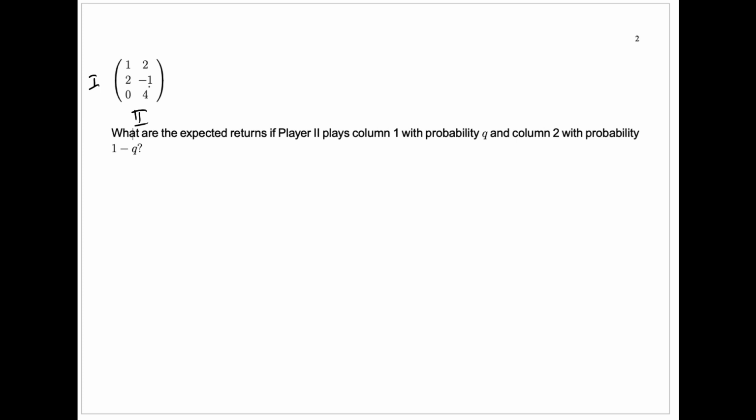So in order to solve this game, we're going to develop a slightly new technique. We're going to ask ourselves, what are the expected returns if player 2 plays column 1 with probability Q, and then of course column 2 will be played with probability 1 minus Q. And we ask what's the best choice of Q for player 2.